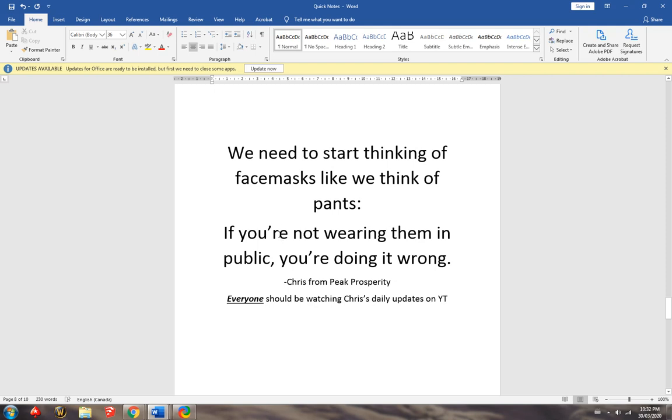Anyone who can sew, anyone who's ever wanted to learn to sew, this is the great time to do it. Okay, so we need to start thinking of face masks like we think of pants. If you're not wearing them in public, you are doing it wrong.